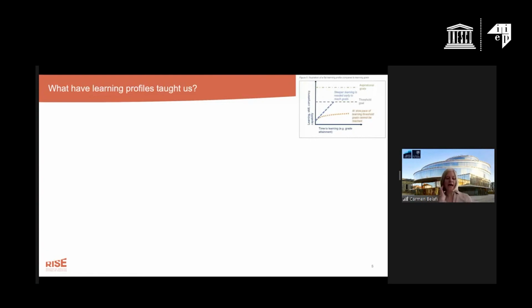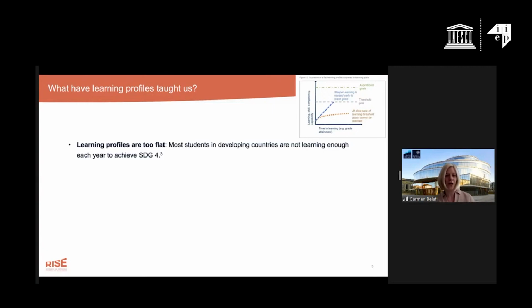Now, what have we learned from learning profiles? RISE has analyzed learning profiles from over 15 countries and 6 million individuals over the years. And here are some of the general, meta things that we have learned from this. First, learning profiles very often are just too flat for children to achieve the SDG 4 goals of learning. And this is what you can see in the orange learning profile that is flat up there.